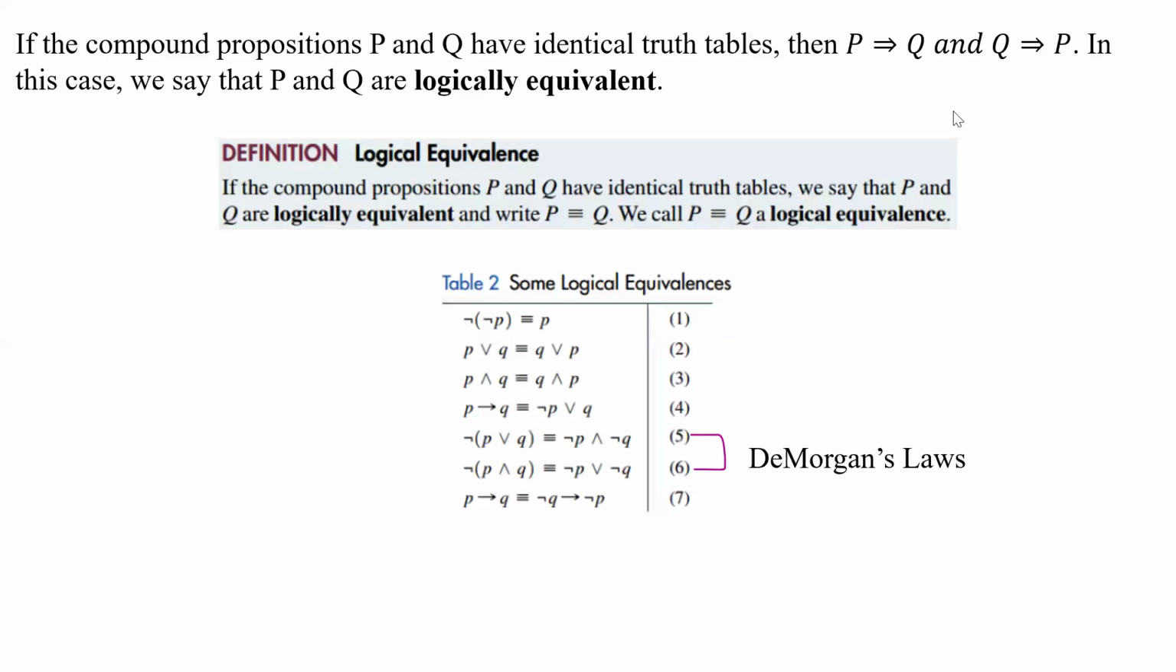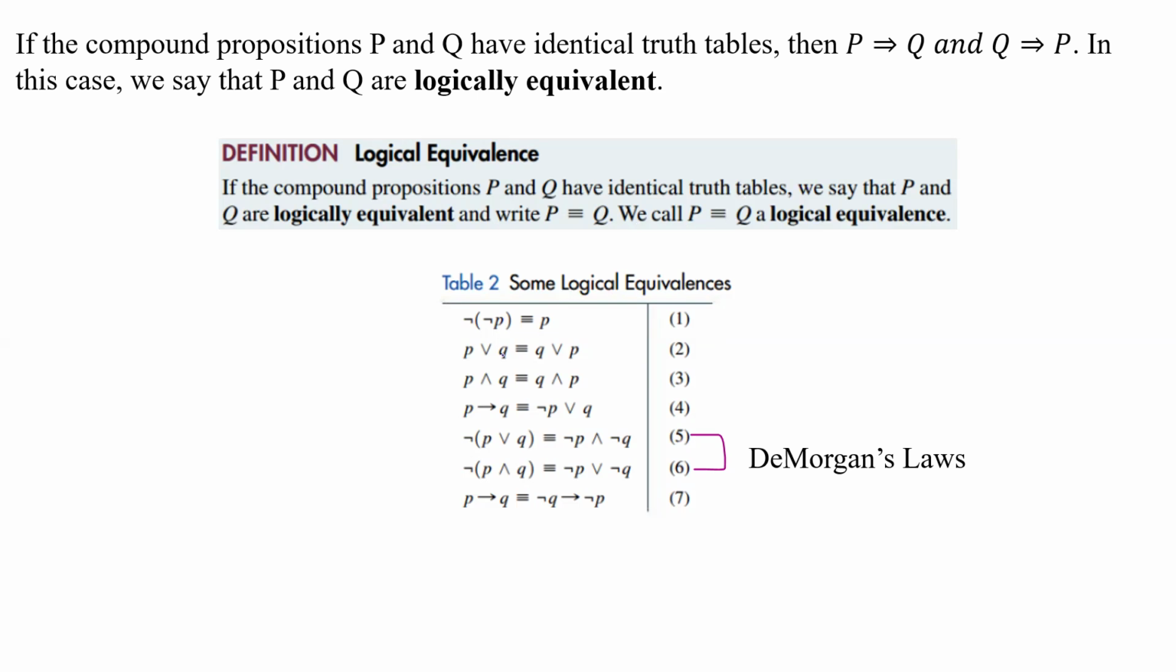All right, so if the compound propositions P and Q have identical truth tables, then P logically implies Q and Q logically implies P, so it can go both directions. In this case, we say that P and Q are logically equivalent, so they're the same both directions. Logical equivalence: if the compound propositions P and Q have identical truth tables, we say that P and Q are logically equivalent. So now, instead of the arrows, we can write P, then three lines, then Q. And that's called logical equivalence.